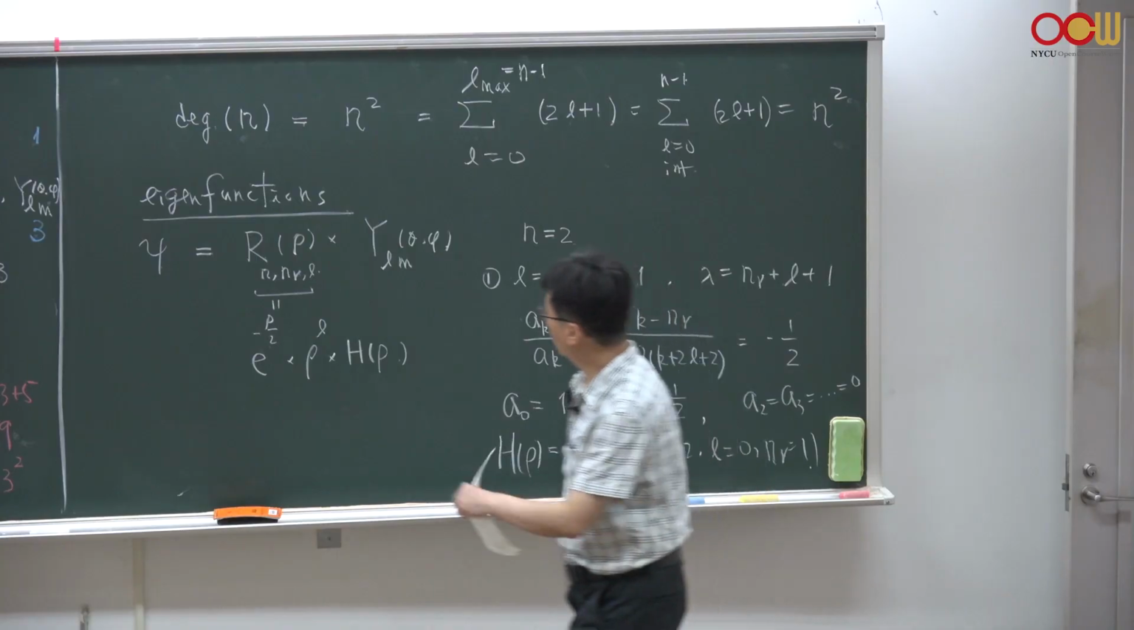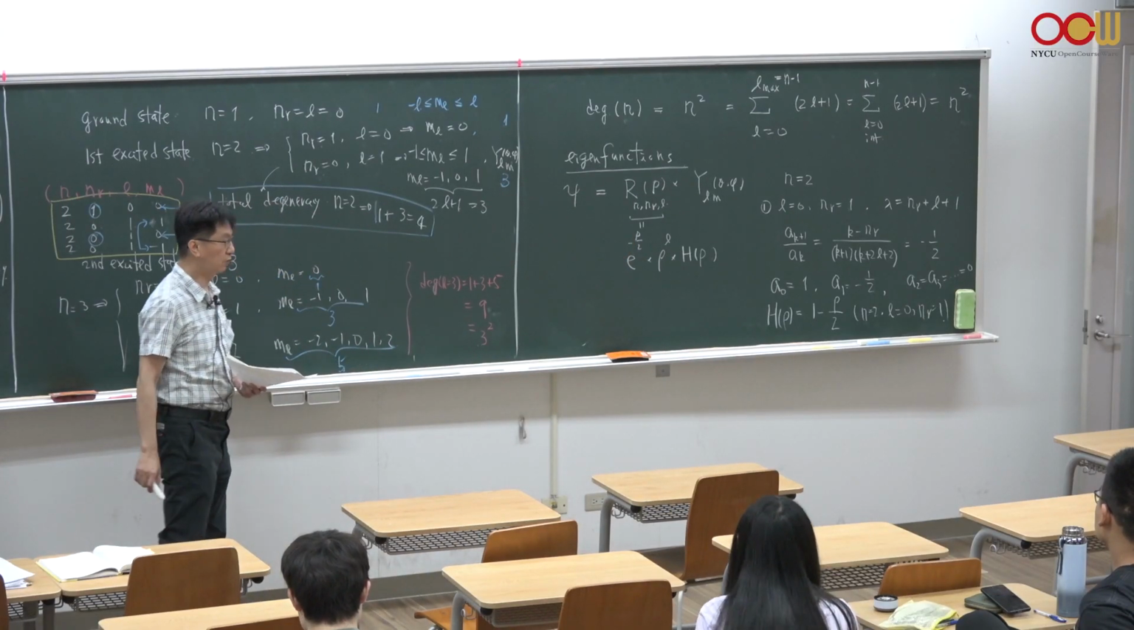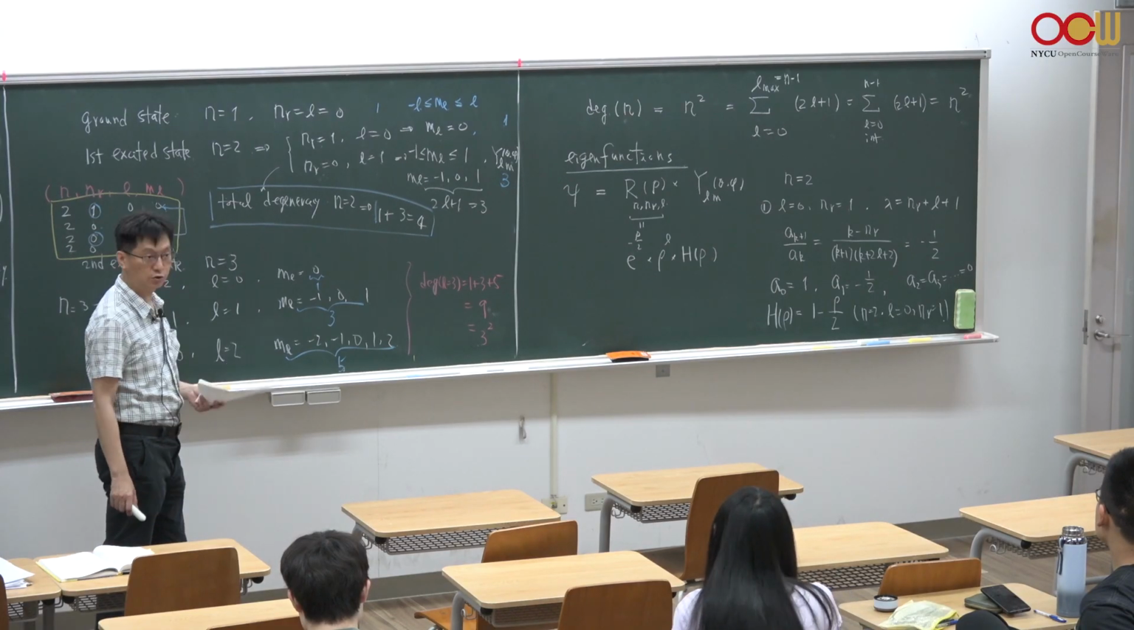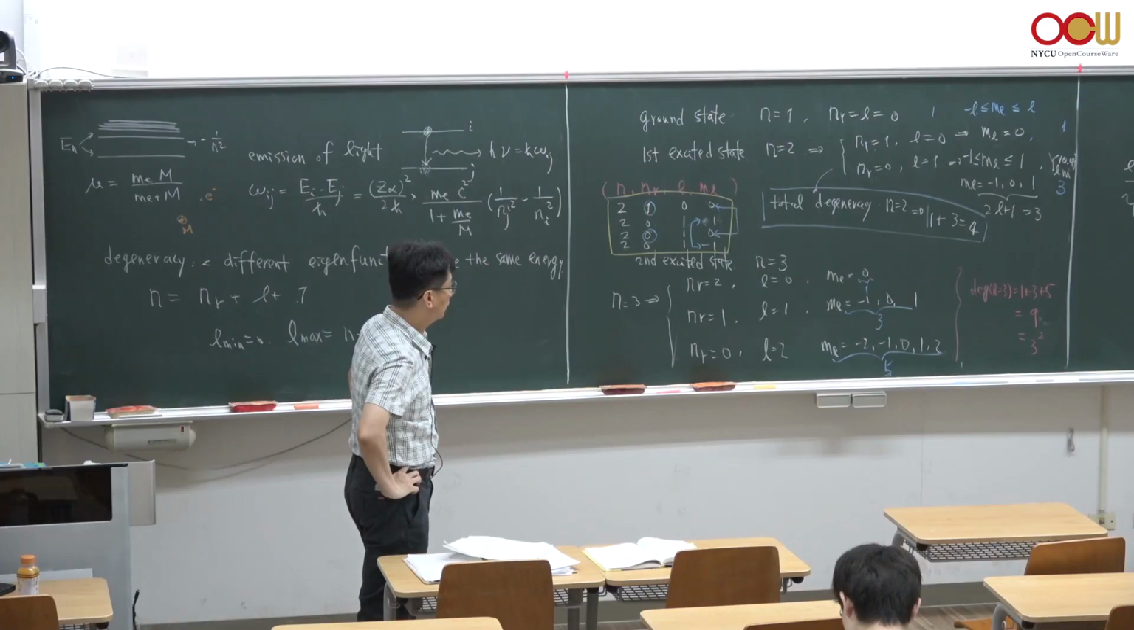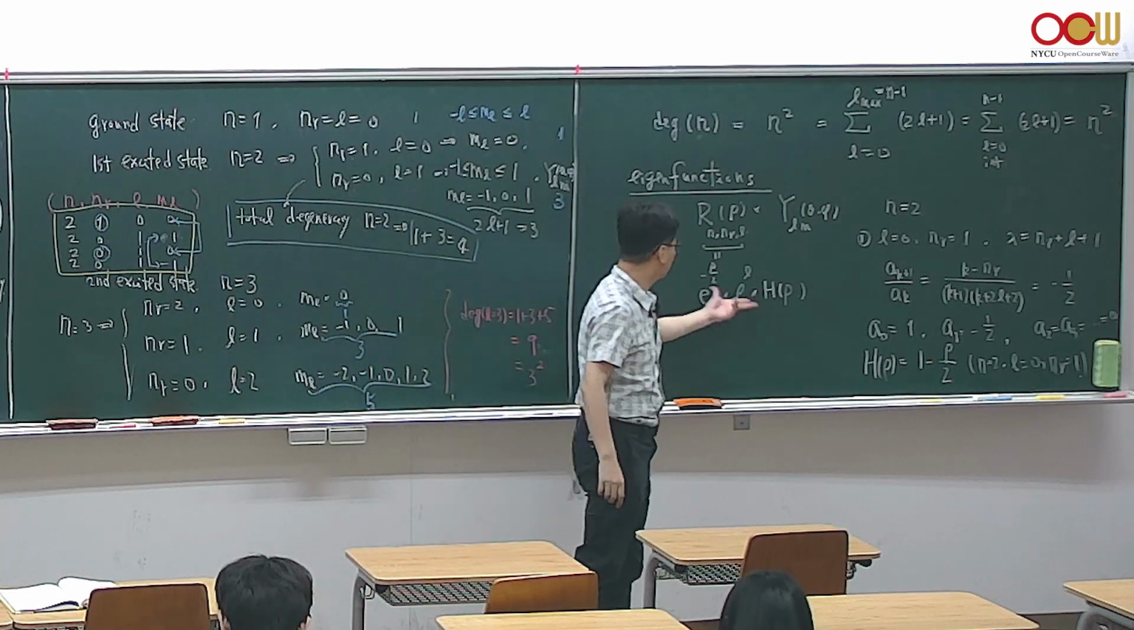Let's take a short break. When we come back, we will figure out the other cases for n equals 2 and also for n equals 3. Once we figure out the coefficients for this A of k, then we simply know everything.